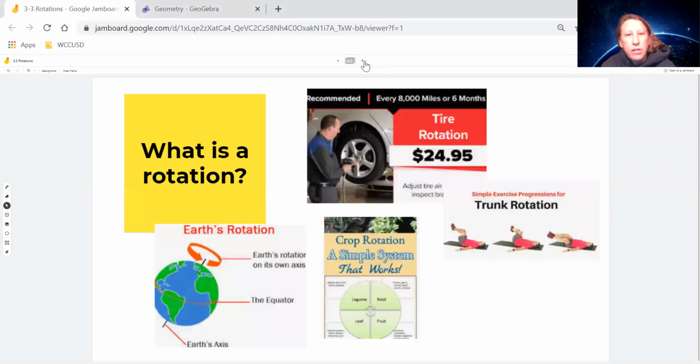So what is a rotation? Well, the word rotation we see in a lot of different contexts. I like to think of tire rotations. There's the earth rotation around the axis, crop rotations, exercise. All of these things are rotating, and rotation is a really powerful concept for creating 3-dimensional shapes. In calculus, we use rotation a lot.